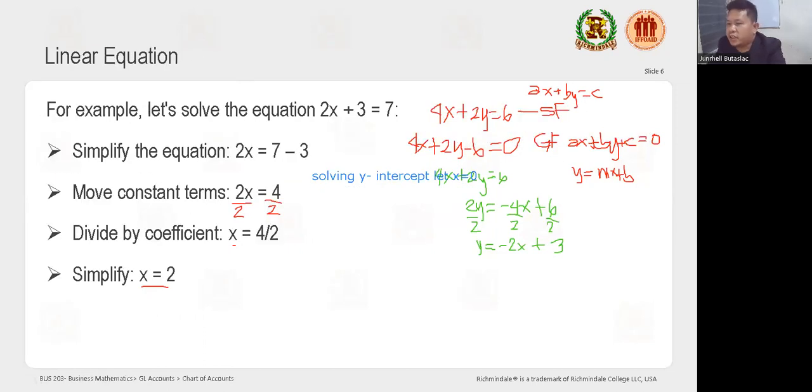Now, linear inequalities. So 4x plus 2y is equals to 6, and we simplified it already. So by solving the y-intercept, you have to let x is equals to 0.